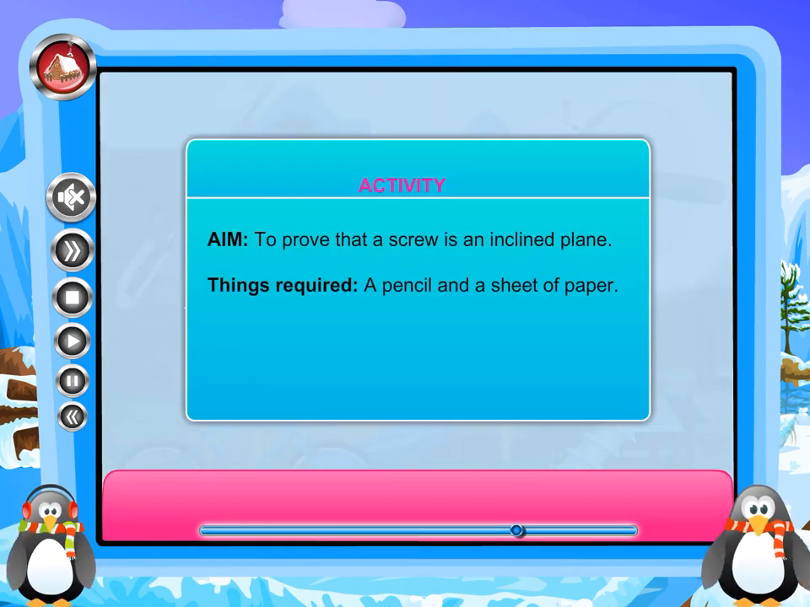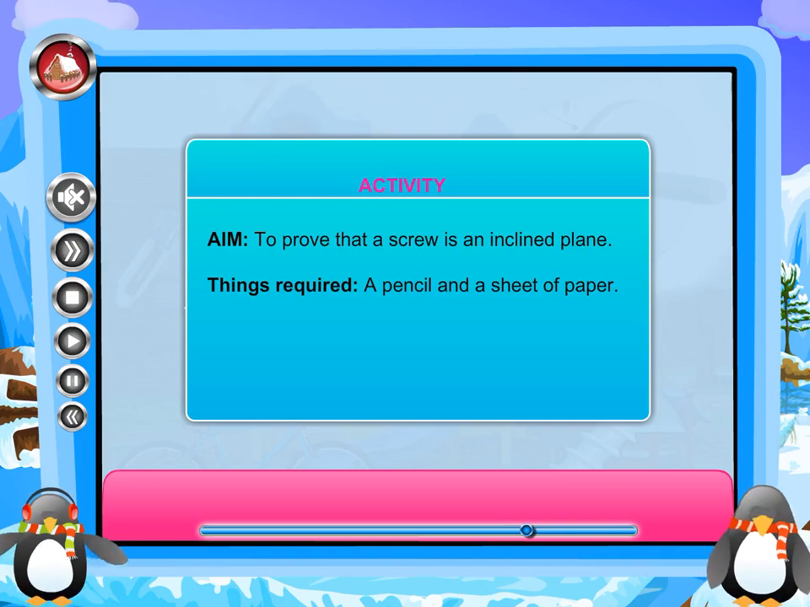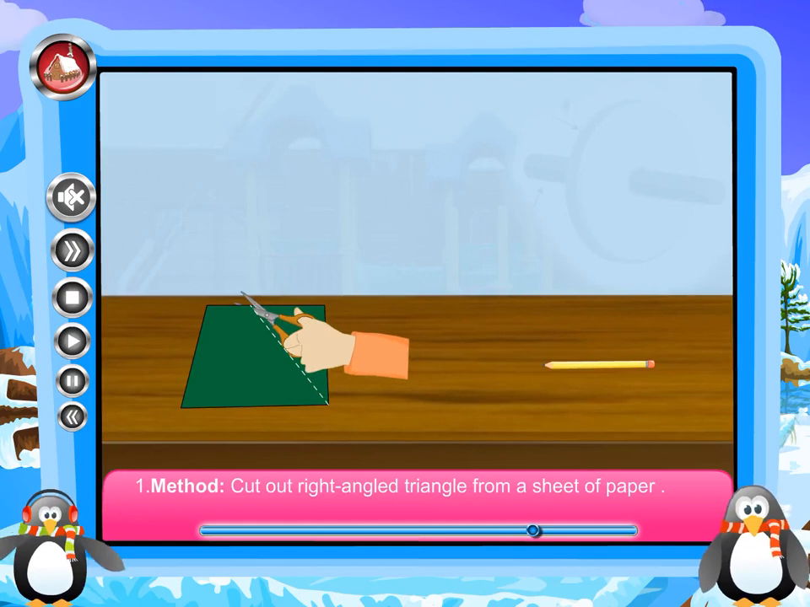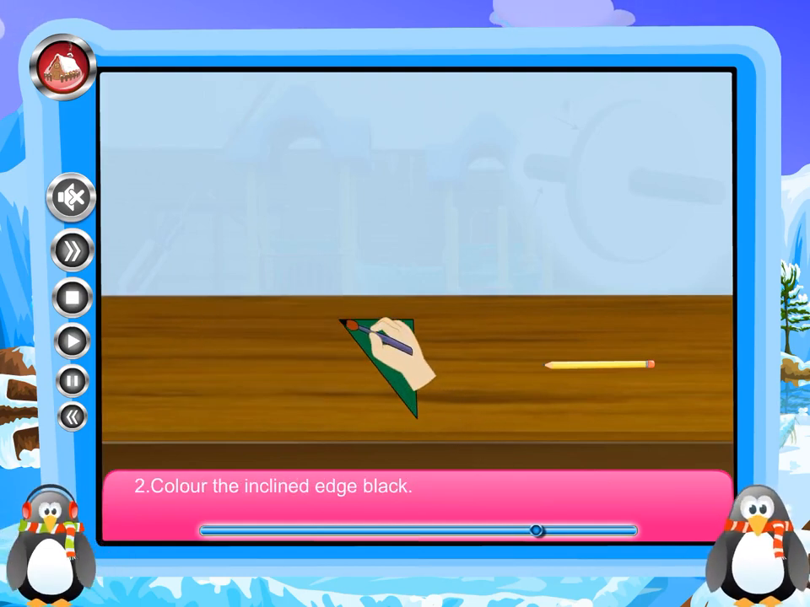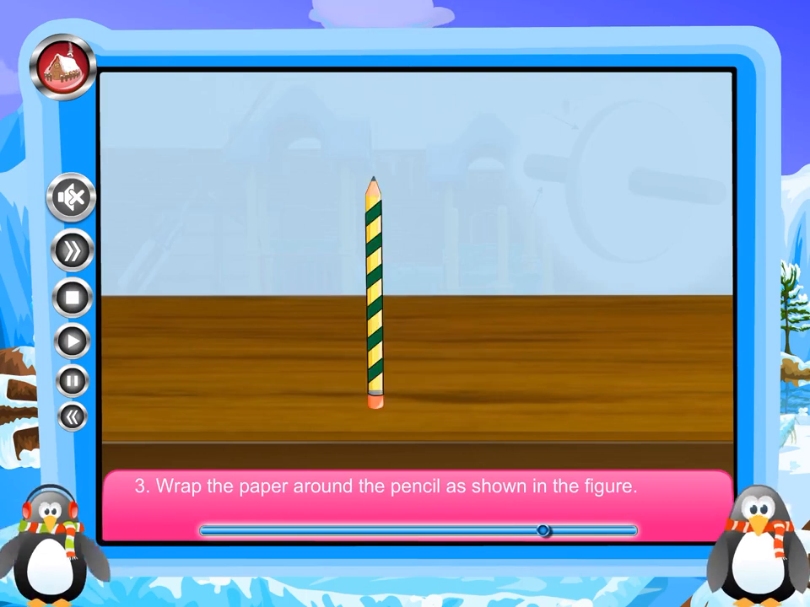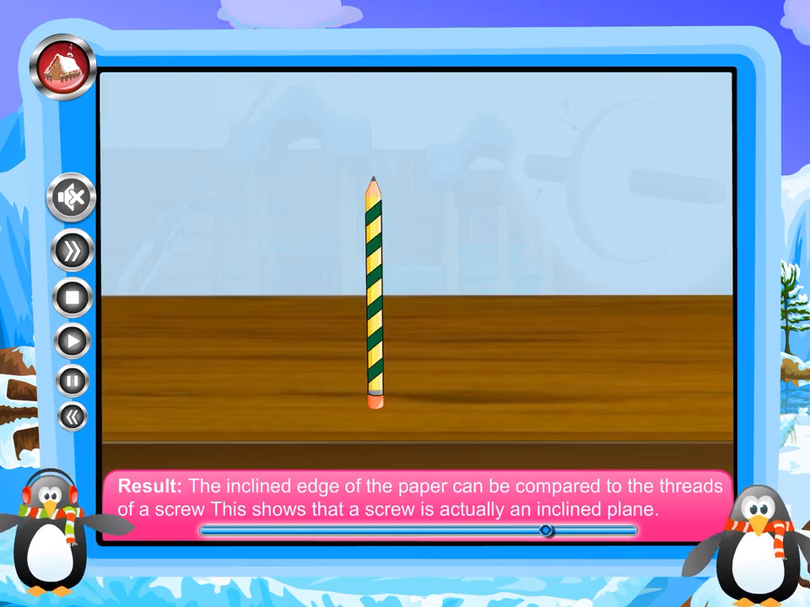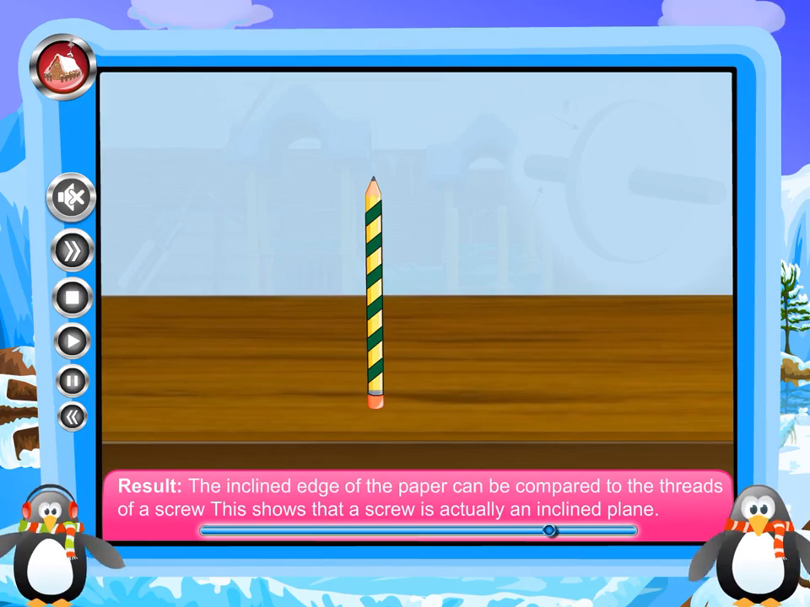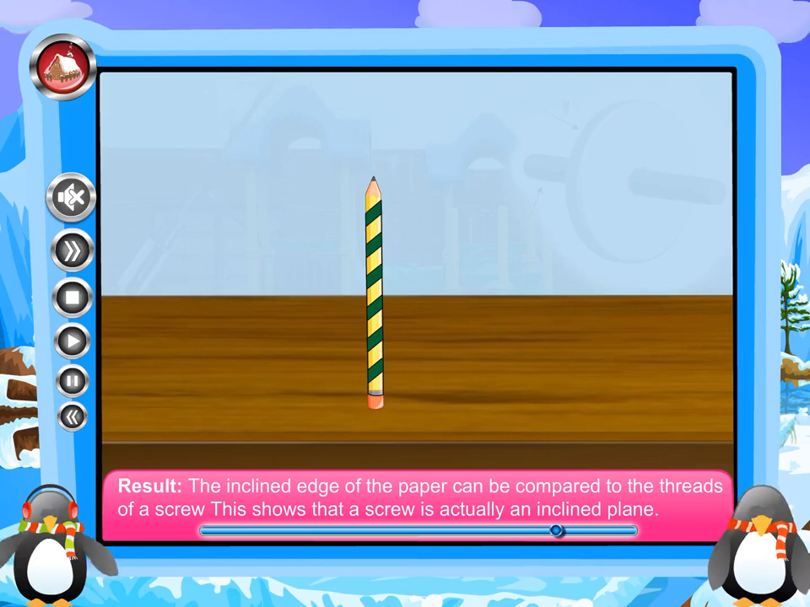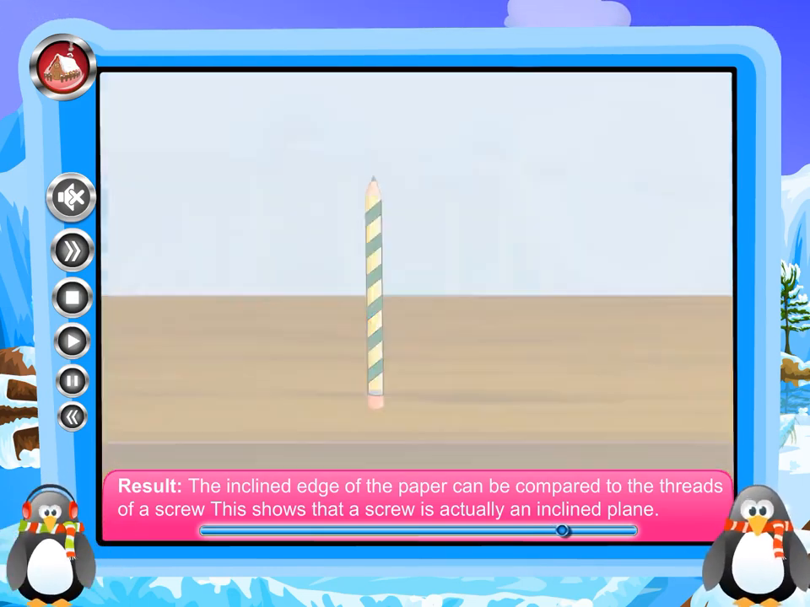Activity. Aim. To prove that a screw is an inclined plane. Things required: a pencil and a sheet of paper. Method. Cut out a right-angled triangle from a sheet of paper. Color the inclined edge black. Wrap the paper around the pencil as shown in the figure. Result. The inclined edge of the paper can be compared to the threads of a screw. This shows that a screw is actually an inclined plane.